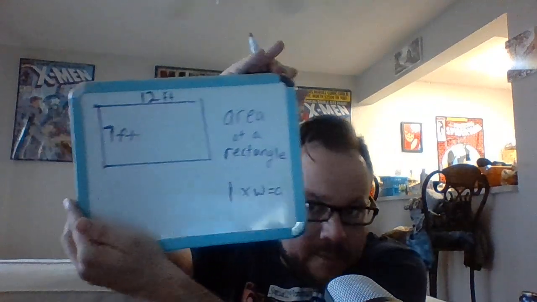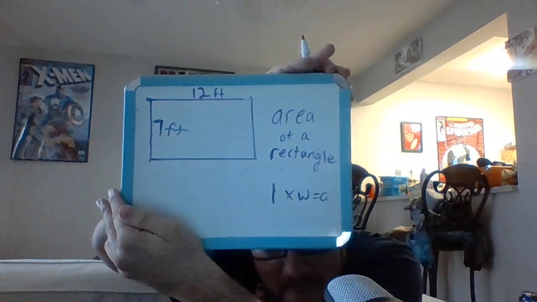All right, let's do one more rectangle. We'll keep the same one, just change the numbers up. Let's go, give you harder numbers. 12 feet times, let's say 7. All right, can you see that? 12 feet times 7 feet. What are we going to multiply? 12 by 7.